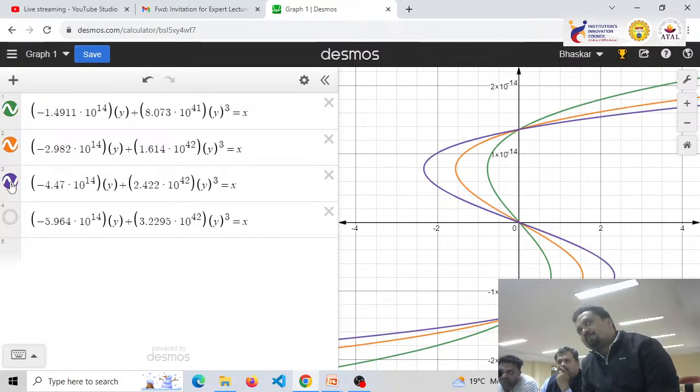So again, I have repeated the same process. I obtained the value of alpha for TFE equals 90 nanometer as minus 4.47 into 10 to the power 14, and beta equals 2.422 into 10 to the power 42. And I have plotted this characteristic. So this equation is alpha QF plus beta QF cube equals VF.